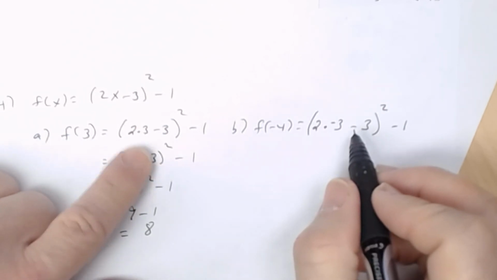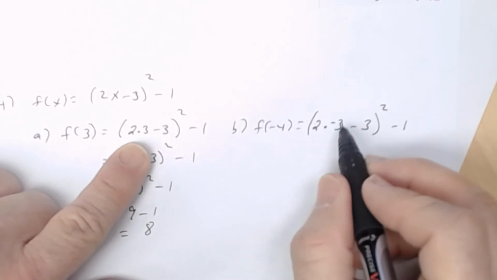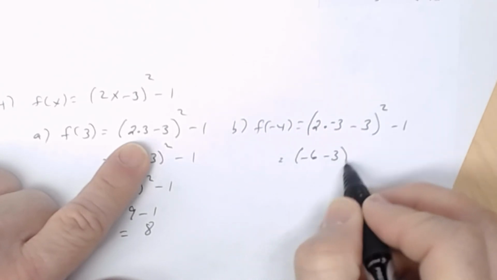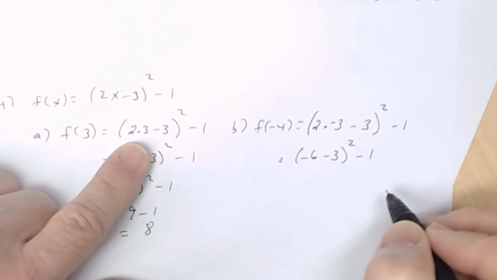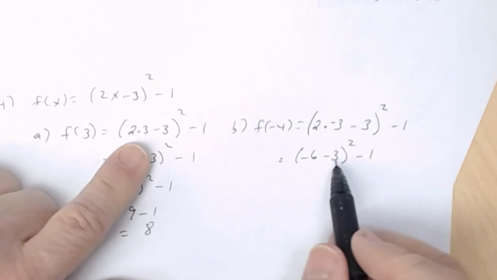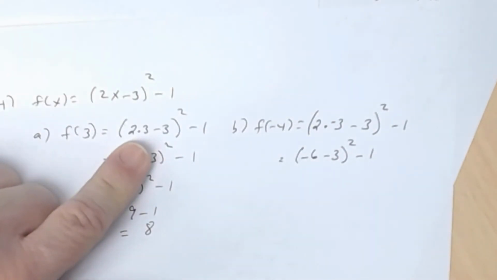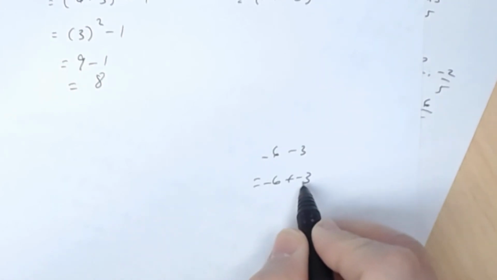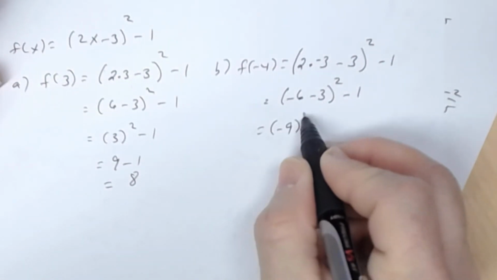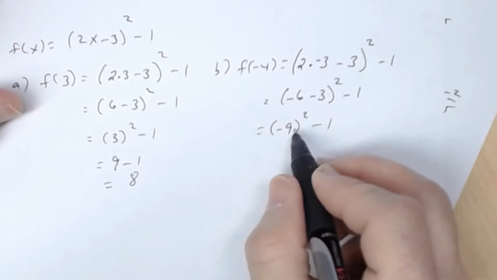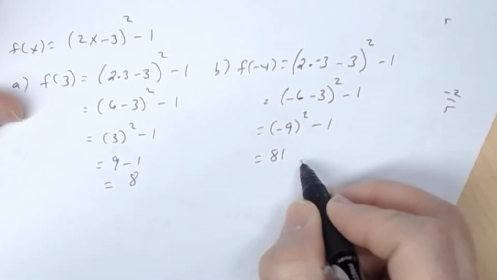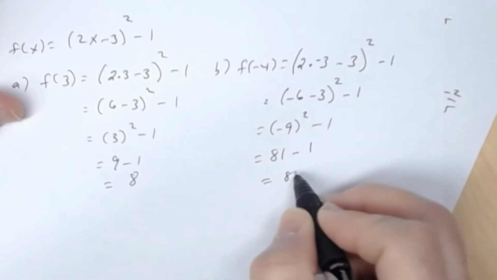All right, so just like we did this, let's work within the grouping symbol. 2 times a negative 4 is a negative 8. So I get negative 8. Subtract 3, whatever that is, I'm going to square, then minus 1. Well, negative 8, subtract 3 means the same thing as negative 8 plus a negative 3, which is a negative 11. That's what that is. And so I get a negative 11 squared minus 1. Now, don't make a mistake and say that's a negative 121, because a negative 11 times itself is a positive 121. And 121 minus 1 is 120.